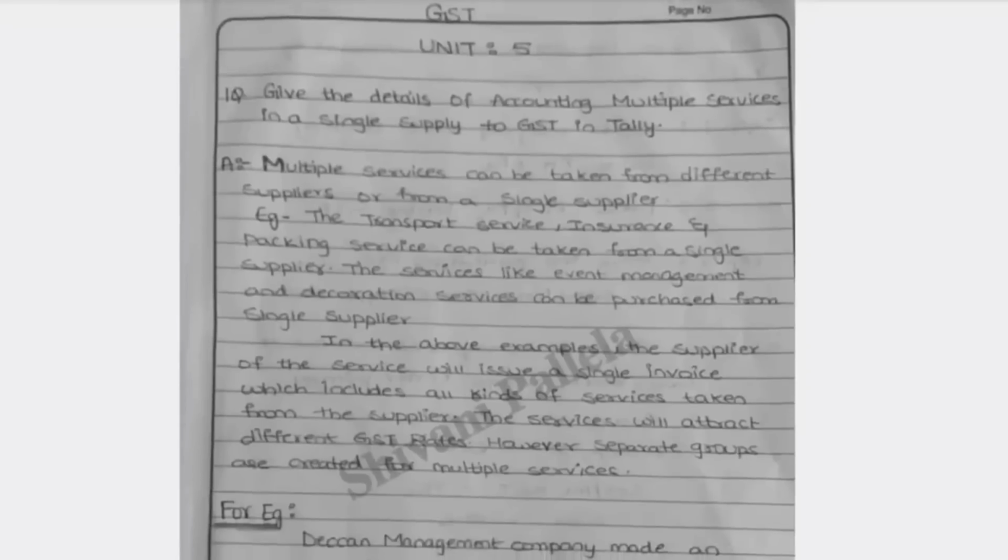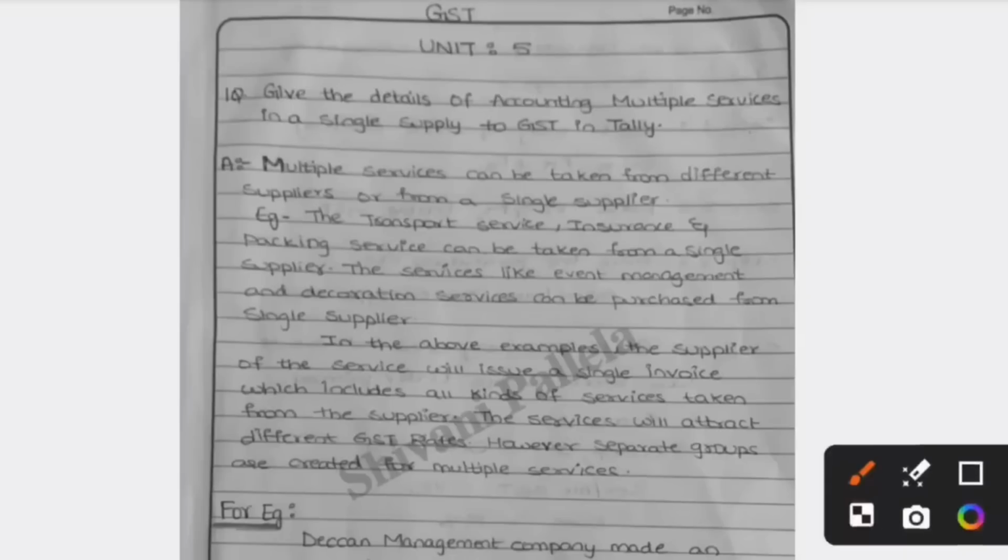అంటే ఒక్క సప్లై అంటే ఒక్క టాస్క్లో మల్టిపుల్ సర్వీసెస్ ఇవ్వడంని మల్టిపుల్ సర్వీసెస్ అంటాం. సో మల్టిపుల్ సర్వీసెస్ కెన్ బి టేకెన్ ఫ్రమ్ డిఫరెంట్ సప్లయర్స్ ఆర్ అ సింగిల్ సప్లయర్. ఓకే, ఫర్ ఎగ్జాంపుల్ ద ట్రాన్స్పోర్ట్ సర్వీస్ and the transport service, insurance and packing service can be taken from a single supplier. The services like event management, decoration services can be purchased from a single supplier. Got it? అంటే ఇప్పుడు ఈవెంట్ మేనేజ్మెంట్ తీసుకున్నాం అనుకోండి, సింగిల్ సప్లయర్ అన్నీ చేసేస్తారు అనమాట.